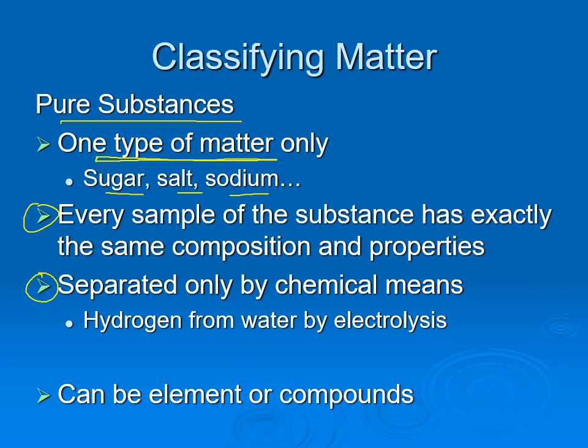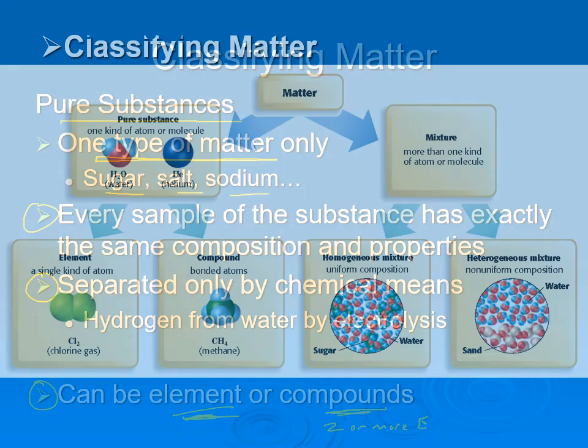Now, you can only separate pure substances by chemical means because you're going to have to break bonds, and bonds take energy to break. You cannot separate them through physical properties. Now, pure substances come in two forms. They can either be elements or they can be compounds. Elements are the most basic of all substances, and compounds, remember, are two or more elements combined together chemically.